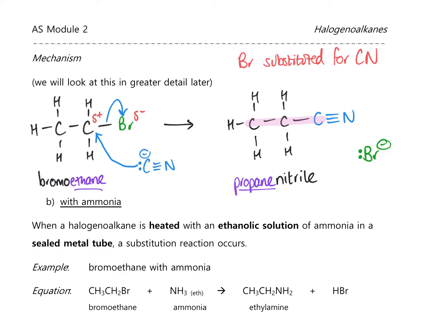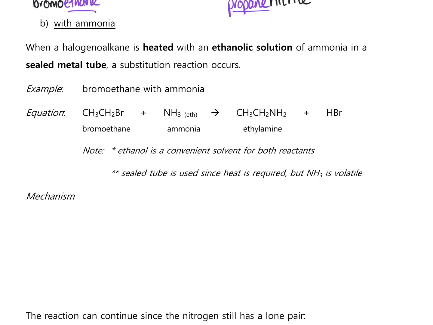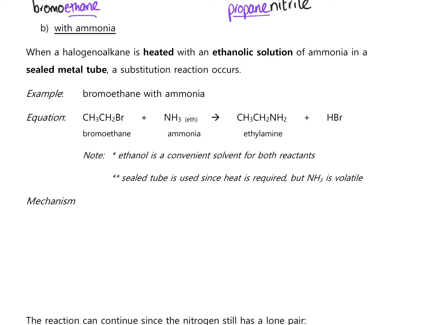The mechanism's not too complicated, just 2 arrows all in all. Just make sure you show your delta charges and your full charges as well, and your lone pairs. So let's now have a look at the reaction with ammonia. Ammonia is a nucleophile as well, in the sense that it has a lone pair of electrons. So its formula is NH3, and its lone pair of electrons is on the nitrogen. What's different about ammonia is that it's not a charged nucleophile. It doesn't have a negative charge. So the mechanism is slightly different.